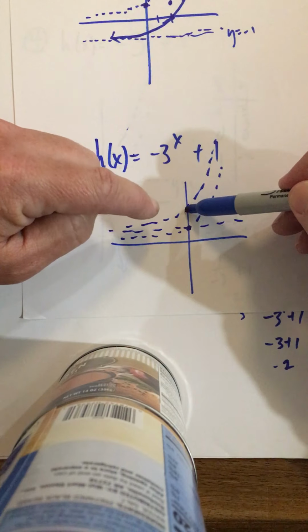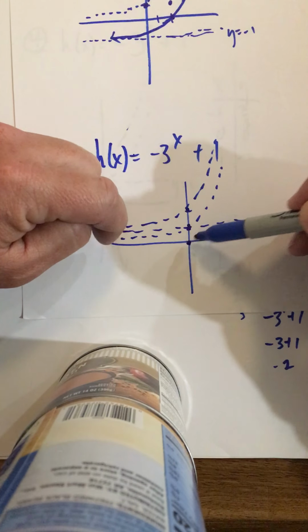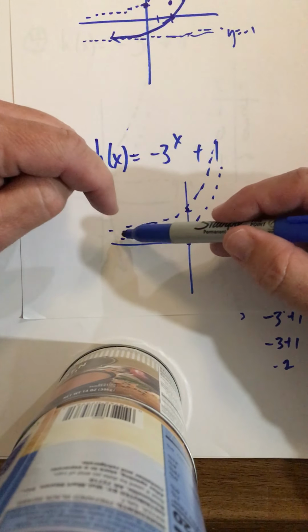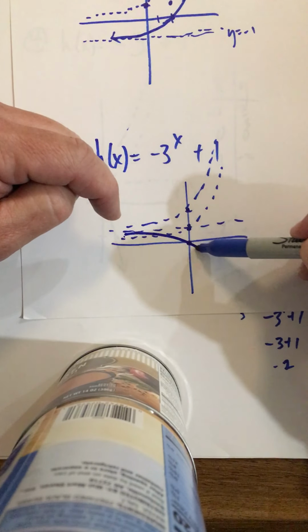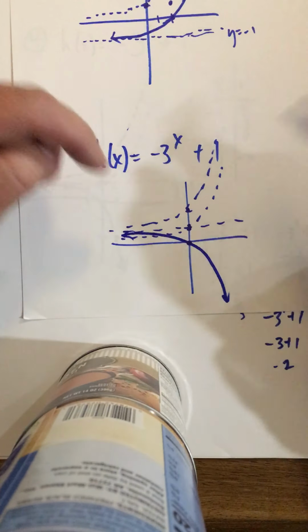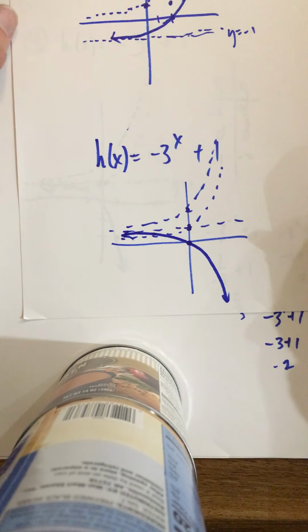The distance from here to the asymptote is now the distance below the asymptote. And because it's getting really close to the asymptote over here, it's getting really close to the asymptote here and then taking off like that. Okay? And that's how easy that picture is to draw.